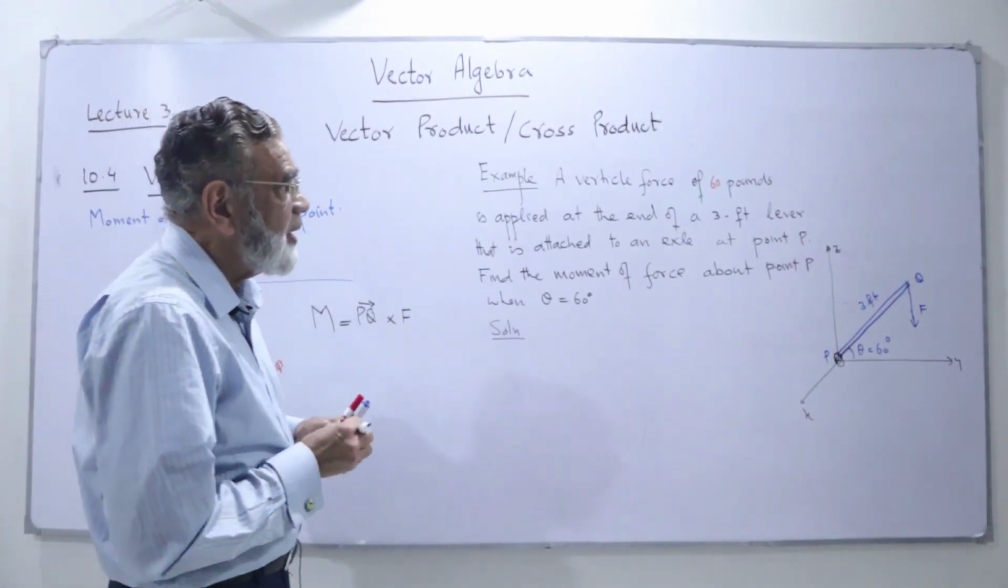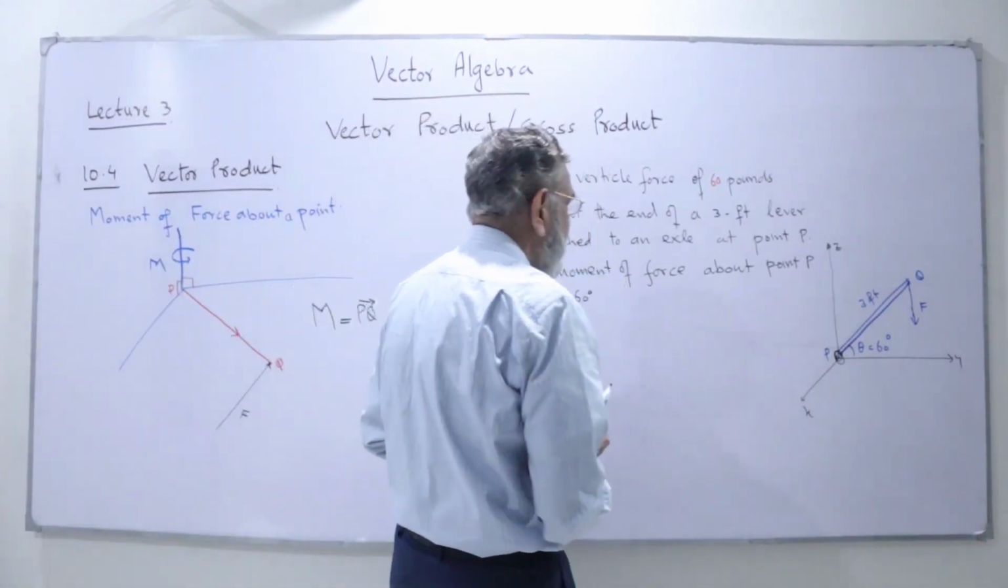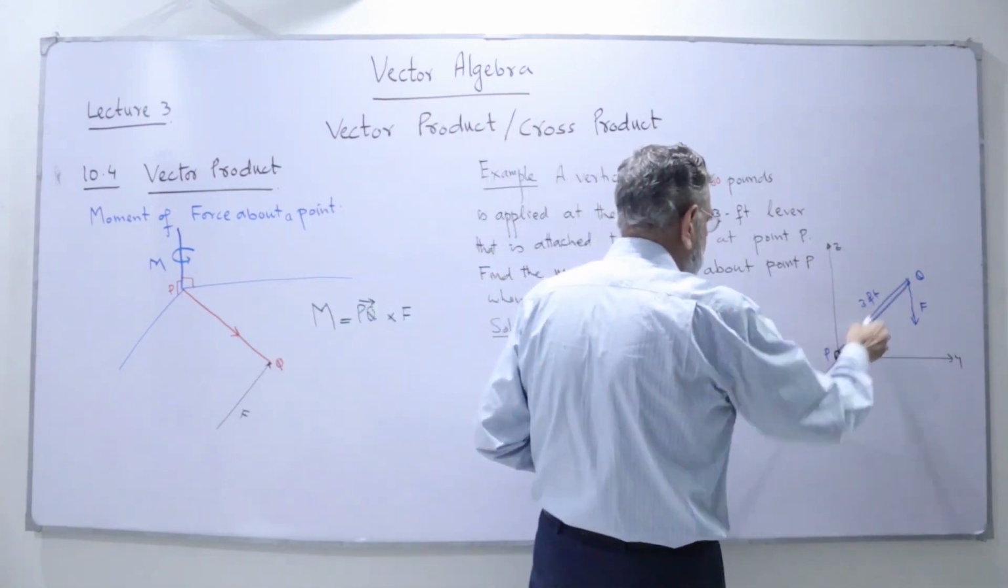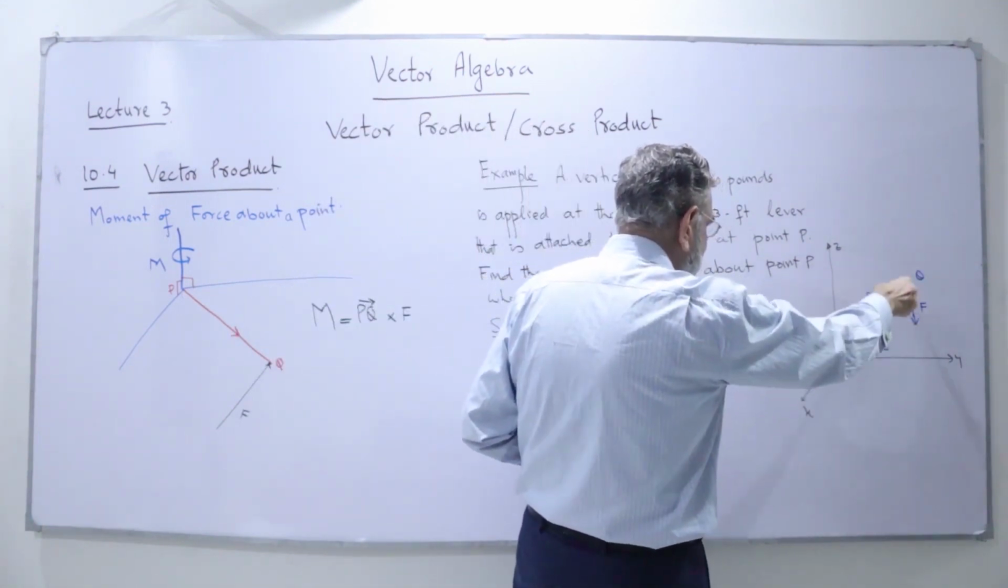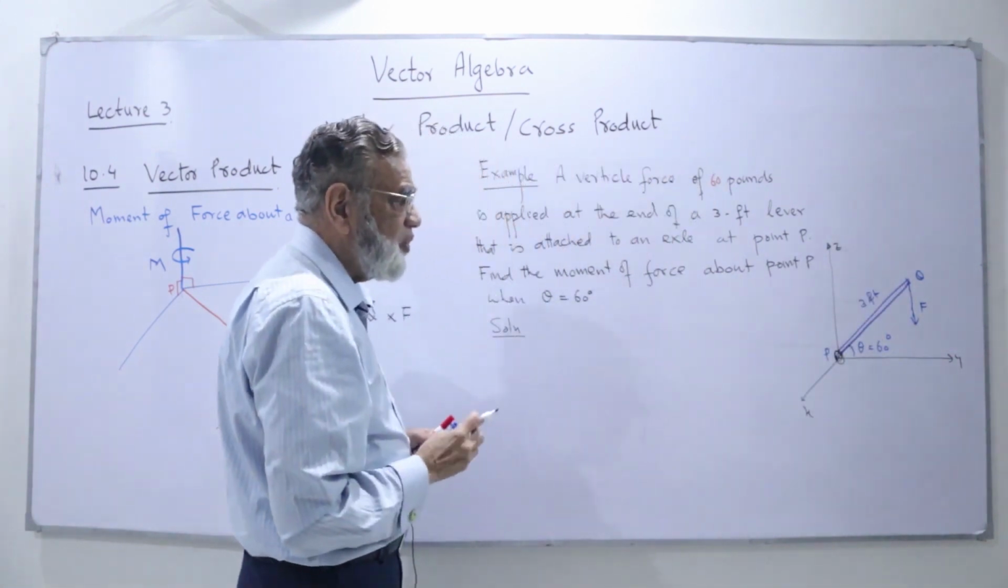We take this example, a vertical force of 6 pounds. This is attached to an axle. This is an axle here, PQ at the point P, and we are having this force, and this axle length is 3 feet. It is pulling it downward. I want to find the moment of the force in this case.